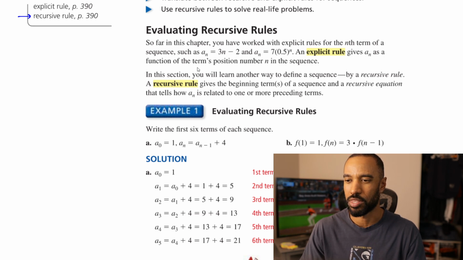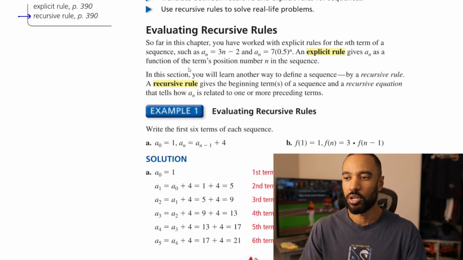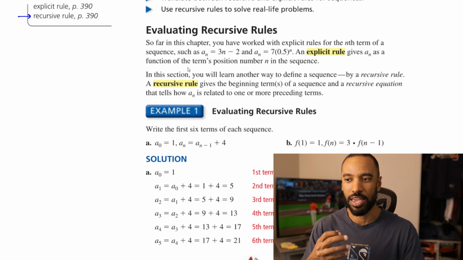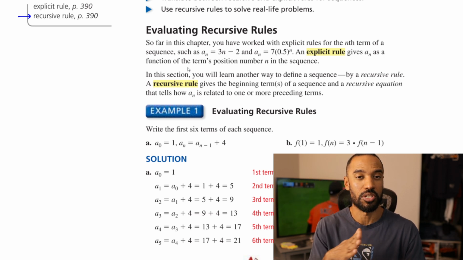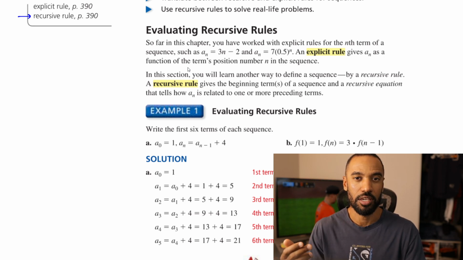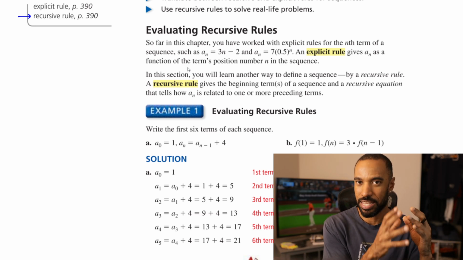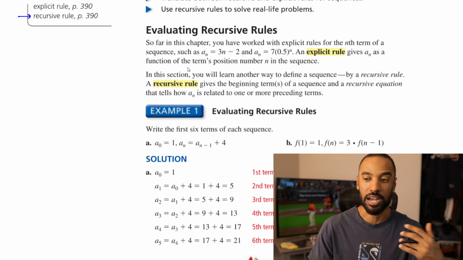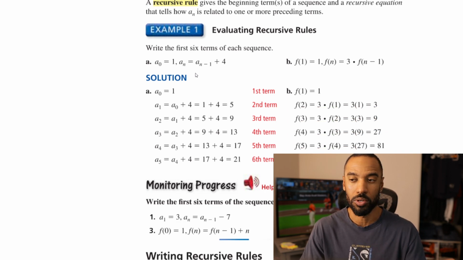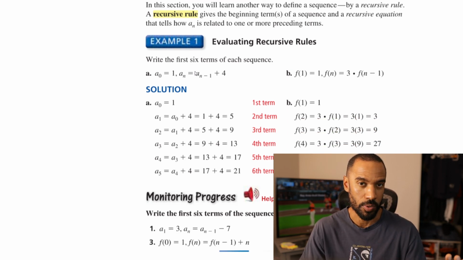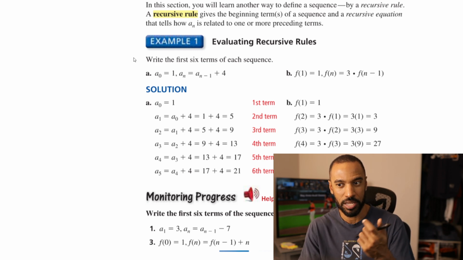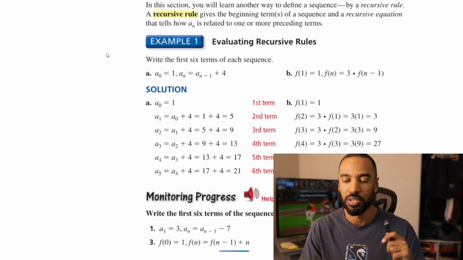Recursive rules, not quite the same. In this section, you will learn another way to define a sequence by a recursive rule. A recursive rule gives you the beginning terms of a sequence and a recursive equation to tell how a sub n is related to one or more preceding terms. The most common type of thing you'll do is to find the next term, take the previous term and do something with it. And then take that previous term and do something with it. It's actually the way that we tend to describe rules as a whole. You'll see what I mean when I show you an actual pattern. But first, you're going to see the complex look of the rules themselves.